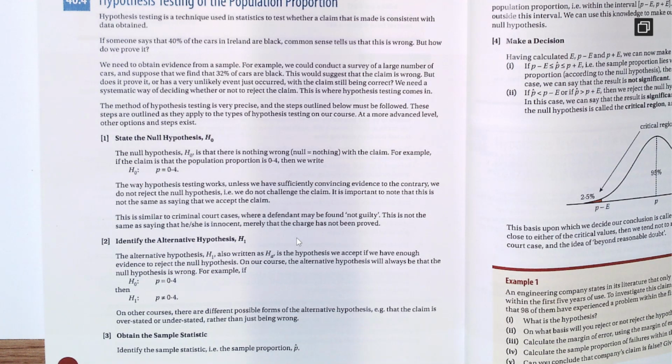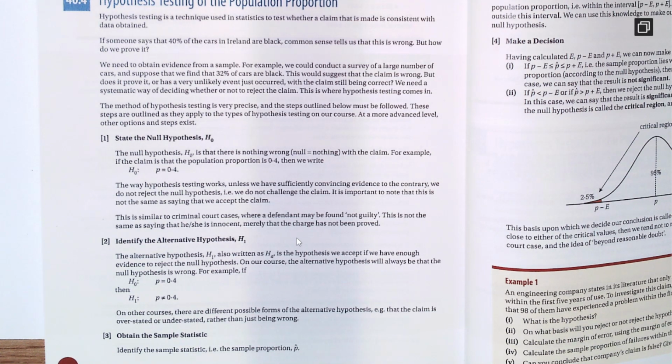Now the hypothesis test involves a claim, and you have a null hypothesis. So state the null hypothesis. If the null hypothesis is true, then we accept the claim. If we have the alternative hypothesis, which is the complete opposite, then we reject the null hypothesis. We never accept the alternative.